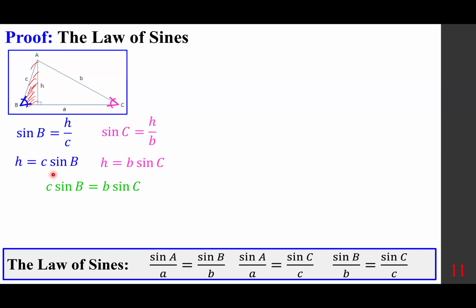Now let's divide both sides by b times c. We want to get rid of the c and we want to get rid of the b. So we're going to divide both sides by bc. So what happens?